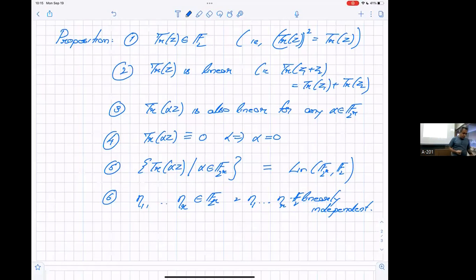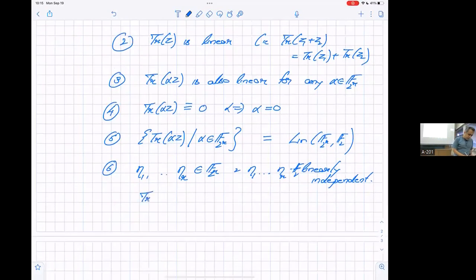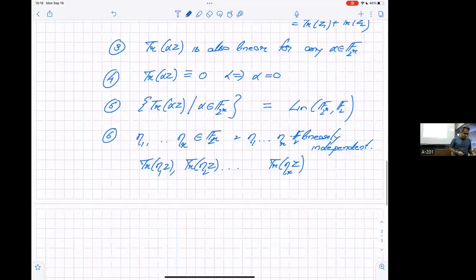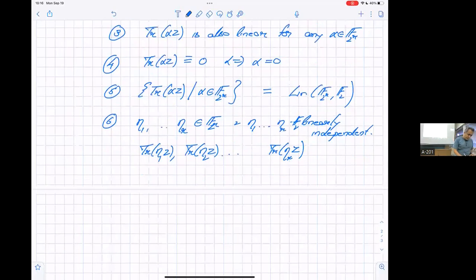Then I claim these functions: look at trace of eta 1 z, trace of eta 2 z, up to trace of eta r z. These also have to be linearly independent. Because can there be any linear combination of them that vanishes to 0? If there's a linear combination, that means I can multiply these by b1, b2, up to br such that that linear combination is 0. Now trace linearity will say I can pull out the trace. So it is also linearly independent.